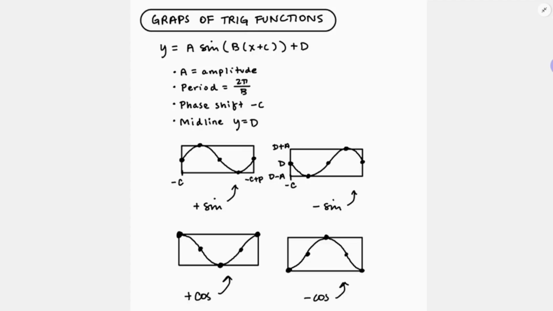The phase shift will be negative c, and I did write it as x plus c because that's the way they write it on free response question 3 in AP Pre-Cal, so just remember that shifting right causes us to replace x with x minus a number. And then the midline is y equals d, that number that's added onto the outside.